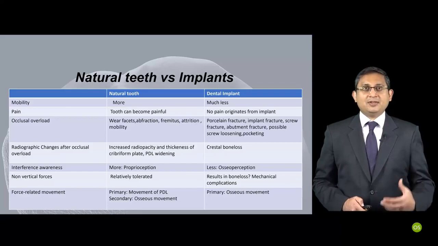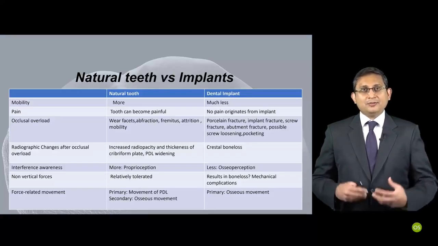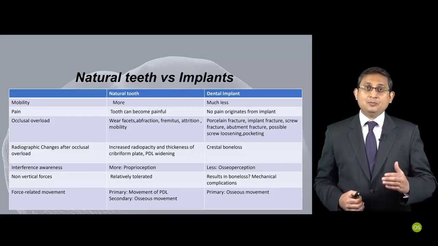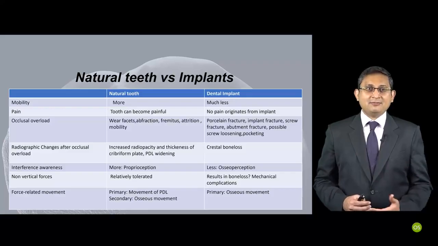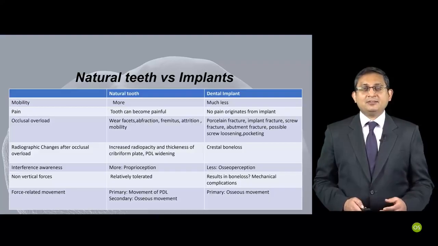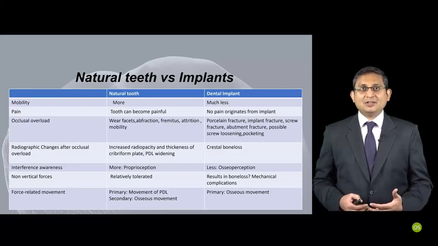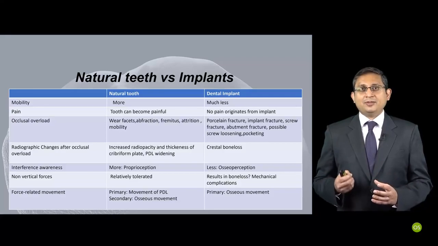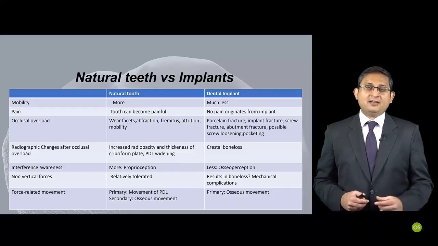Pain-wise, you can feel pain in the teeth, and that is a protective mechanism, whereas with implants you do not feel pain. With occlusal overload, first of all, teeth move a little bit, so that reduces the force of the occlusal trauma. You can see wear facets, abfraction, fremitus, attrition, and mobility with teeth, whereas with implants, you have porcelain fracture, implant fracture, screw fracture, abutment fracture, and possible screw loosening or pocketing. So the consequences of occlusal overload in implants are much more catastrophic than with teeth.